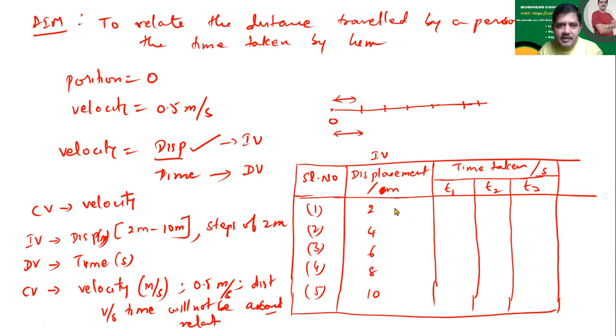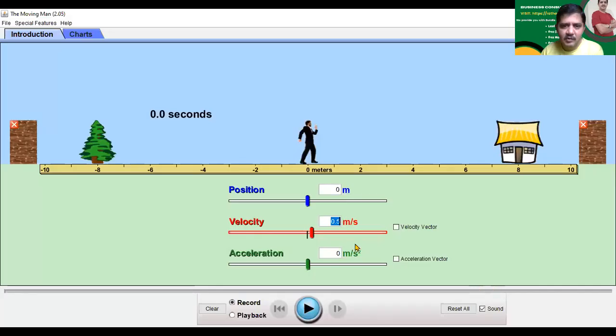Let me go back to my lab page. I started with 0. When I click on this play button, immediately the person starts moving. When he reaches this point 2, I'm going to stop it and record the time taken. Here it says 0.0 seconds, which means I'm going to calculate the time to 1 decimal point. Now let us start. 1, 2, 3, start.